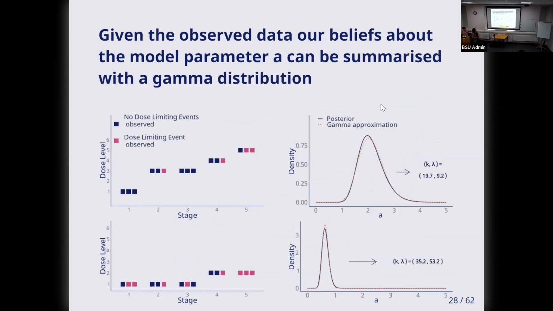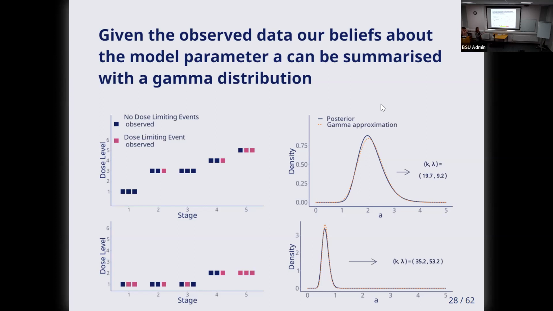And it turns out that given the observed data, our beliefs about the model parameter A can be summarized pretty well with a gamma distribution. So this means that we can take this collection of quite a lot of numbers, so the number of cohorts allocated to each dose and the responses that we've got on the left. So we've got 2 different examples, one where we've used higher doses and we're not seeing many events, and a more toxic scenario down here where we've only got to dose 2 and we've got lots of events.